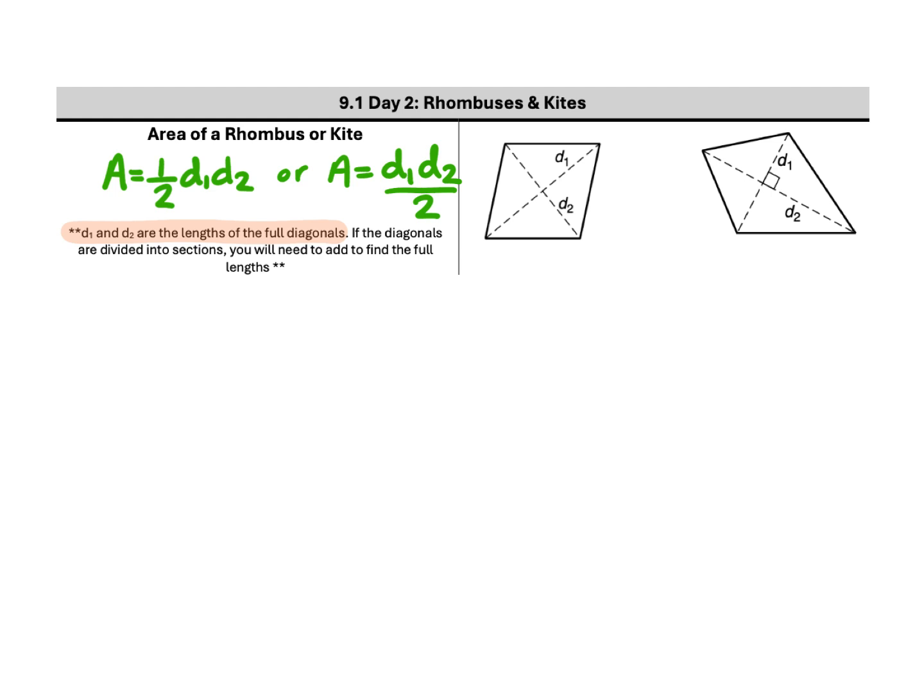So in our picture here, the first shape is a rhombus, and for the lengths of the diagonals, d1 would be all the way across, and d2 is all the way across the other way. Similarly, in the kite, d1 is one of the full diagonals, and d2 is the other. So now that we have our formulas down, let's go ahead and look at a couple examples involving finding measurements of rhombuses and kites.